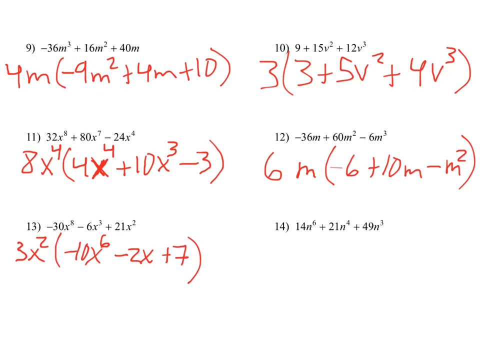And that's it. Moving on to the next one, the biggest number that goes on all this is going to have to be 7. And then the least amount of n's available, the smallest power, is going to be n to the 3rd. And you're going to take each of these, divide by 7n to the 3rd, you'll get 2n to the 3rd, and then plus 3n, and then plus 7.